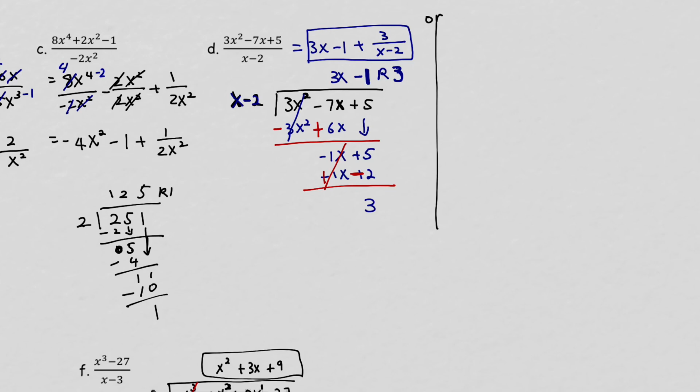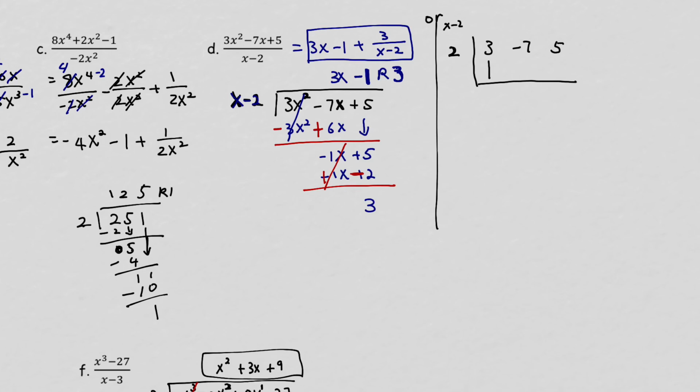So in synthetic division, you're going to write only the numbers down. From 3x squared minus 7x plus 5, you're going to just use 3, negative 7, positive 5. You're dividing this by x minus 2. If it's x minus 2, you're going to use positive 2, the opposite of the sign in the binomial. If it's x plus 2, then it will be negative 2 that you're dividing by.